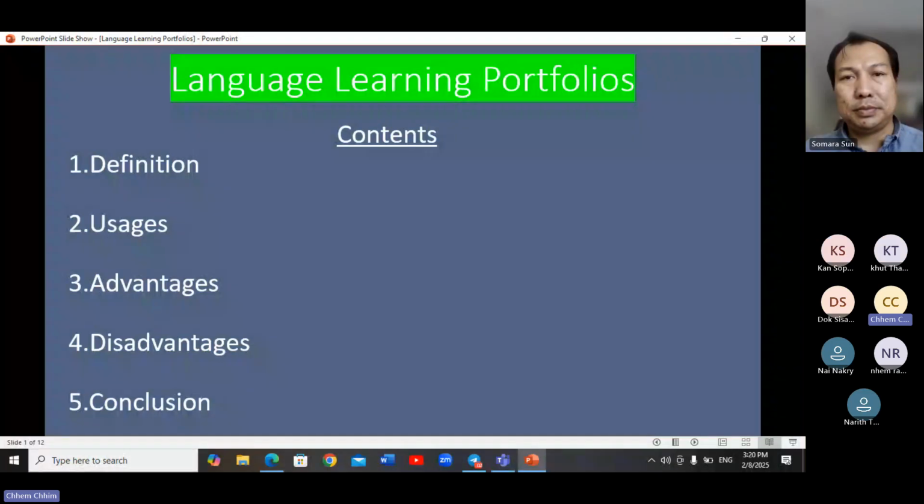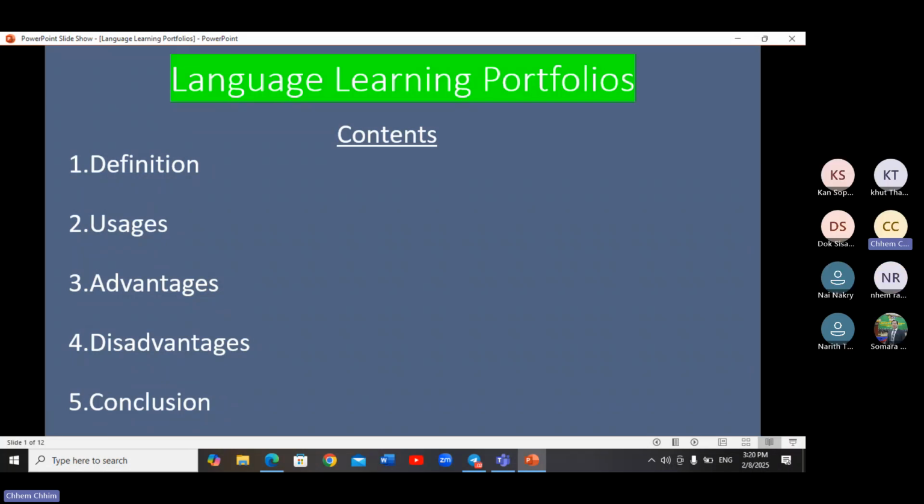My topic is language learning portfolios. So we pronounce right or wrong, portfolios. Okay, the main points that I would like to present today. First, number one is definition, number two usage, number three advantage, number four disadvantage, and conclusion.